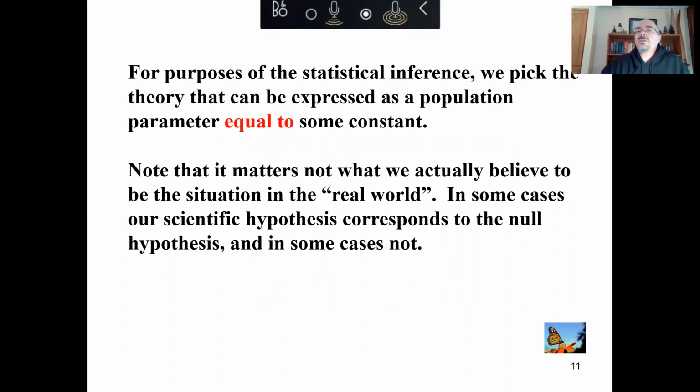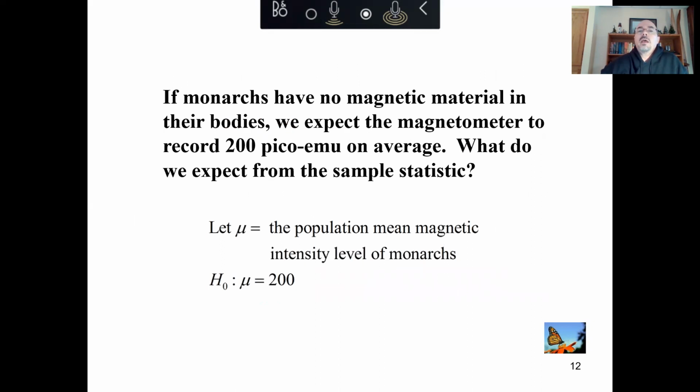For purposes of the statistical inference, we pick the theory that can be expressed as a population parameter equal to some constant. Remember, your hypothesis always has to be an equal to. Note that it matters not what we actually believe to be the situation in the real world. In some cases, our scientific hypothesis corresponds to the null hypothesis, and in some cases, not. If monarchs have no magnetic material in their bodies, we expect the magnetometer to record 200 picoemu on average.